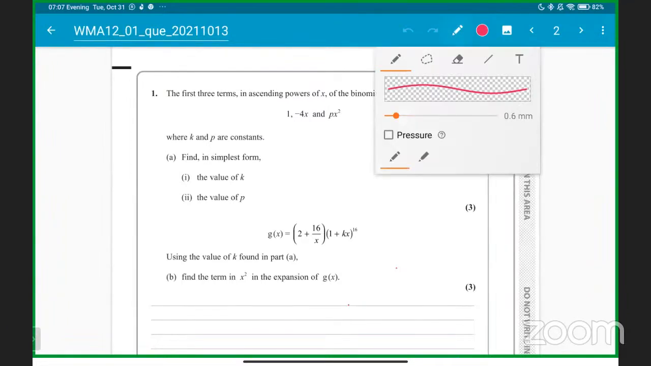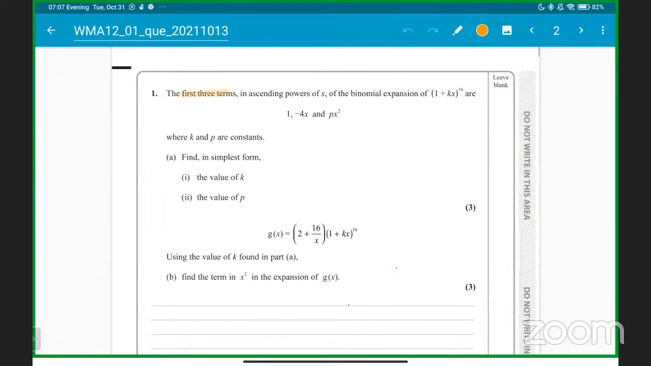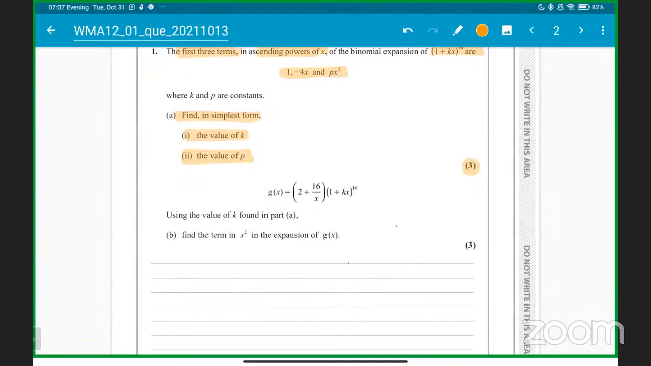Here we go. The first three terms in ascending powers of x of the binomial expansion are given. So we have to compare this time. For 3 marks, find in its simplest form the value of k and the value of p, for 3 marks, where k and p are constants. Then we talk about the next part.